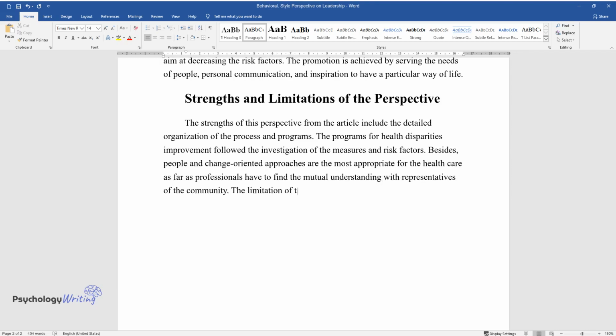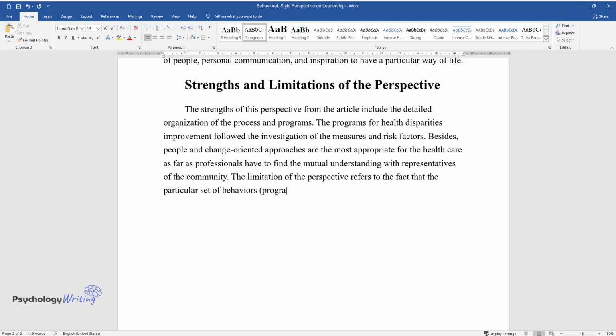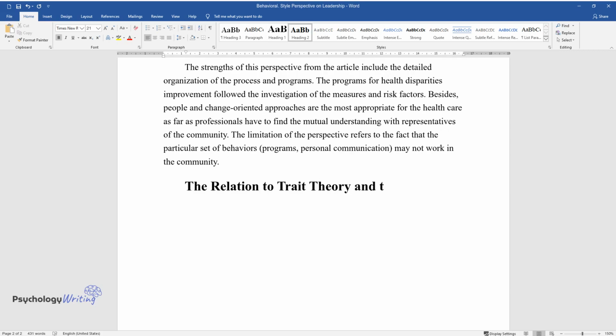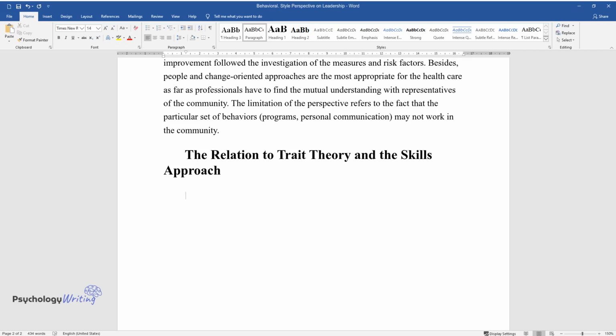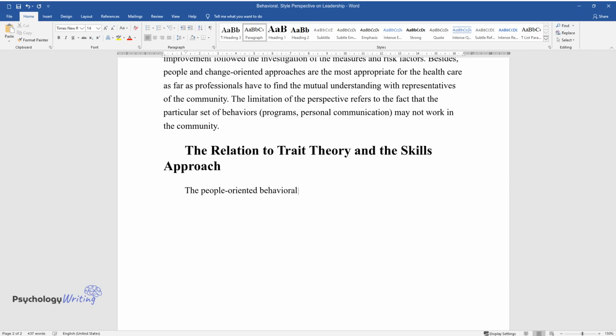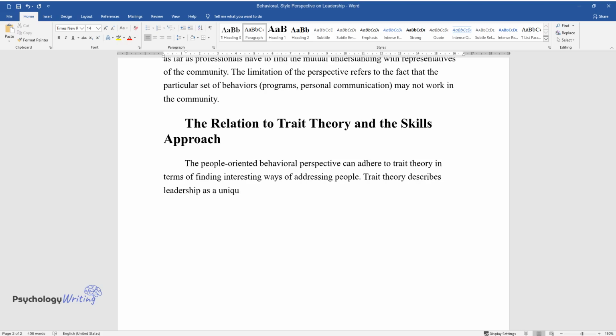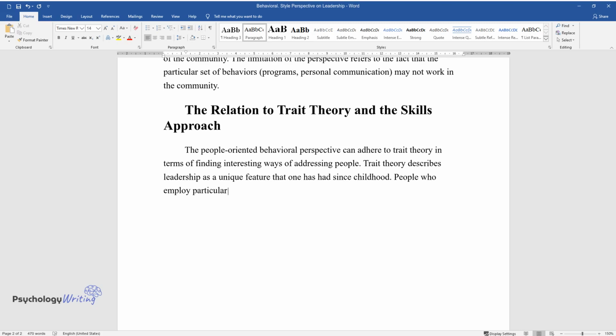The limitation of the perspective refers to the fact that the particular set of behaviors, programs, and personal communication may not work in the community. The relation to trait theory and the skills approach. The people-oriented behavioral perspective can adhere to trait theory in terms of finding interesting ways of addressing people. Trait theory describes leadership as a unique feature that one has had since childhood. People who employ particular behaviors may follow the approaches from trait theory.